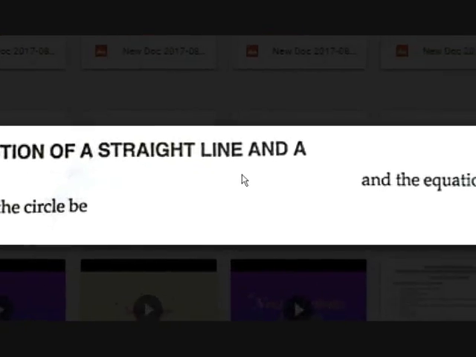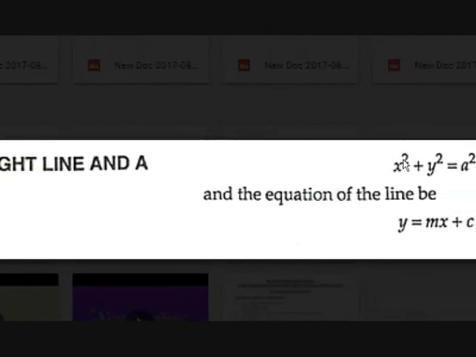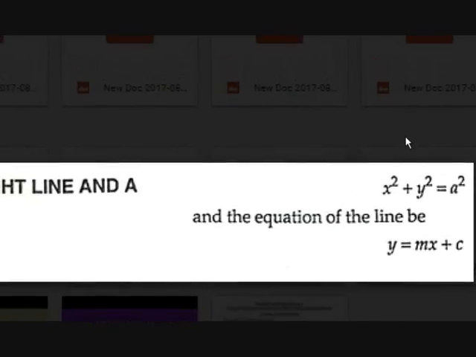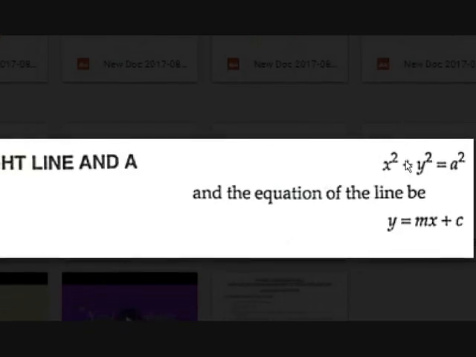First, let there be two equations. The first one is x square plus y square is equal to a square. As you observe, it is the equation of a circle. And the next equation is y is equal to mx plus c. It is the gradient form of a straight line. Now, let's derive a formula and some concepts based on these two equations.